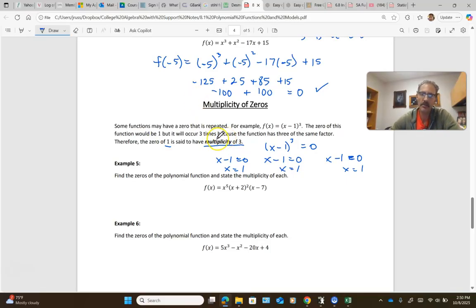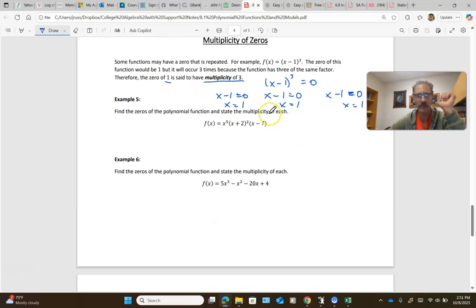Okay, because sometimes functions, think about our standard x squared function. It only has one 0, and it's 0. The function comes down, touches the origin, and goes back up. So it doesn't actually cross the x-axis, but it does make contact.